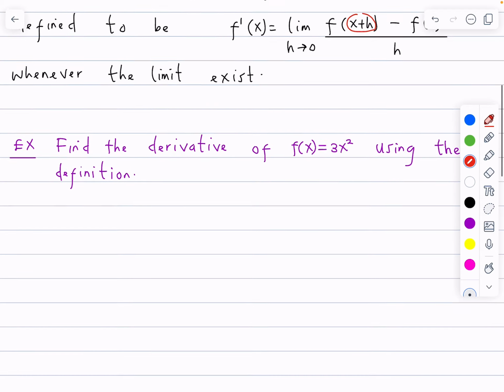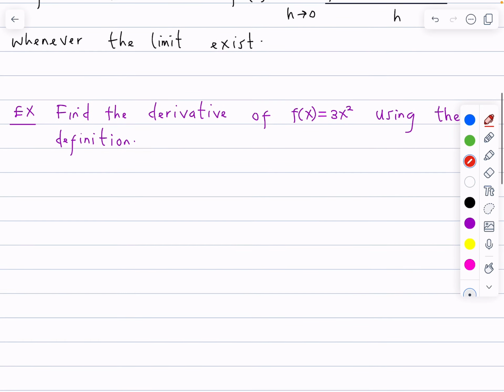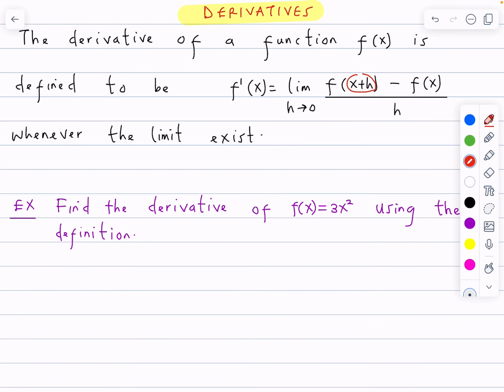So if I want to compute this derivative using the definition, I just need to compute that limit. Now I have my f of x, which is 3x squared. What I need to compute is f of x plus h, since I already have f of x. So just to help you understand, since my f of x is equal to 3x squared, what is going to be f of a? Anywhere I see x, I'm going to plug in a. So it's going to be 3a squared.